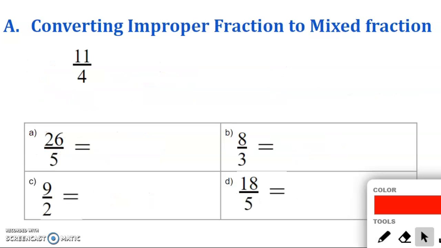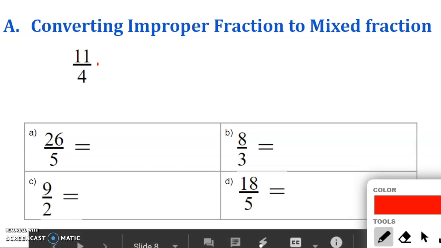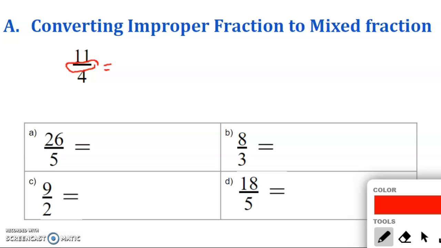Okay, now let's try doing the opposite direction. How about converting an improper fraction, that's the top heavy, into a mixed fraction? To do that, I need you to recognize this fraction line as the same thing as division. This fraction line here is the same thing as division. That means 11 over 4 is the same as 11 divided by 4.